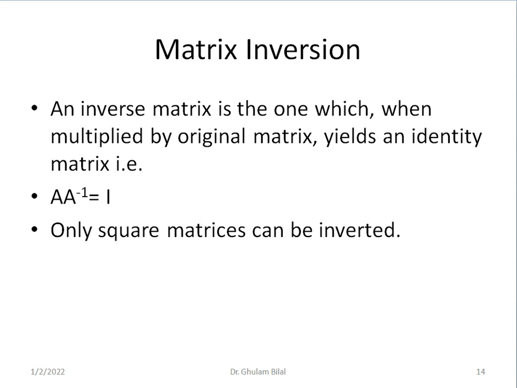Another important operation is matrix inversion. An inverse matrix is the one which, when multiplied by the original matrix, yields an identity matrix. That is, A multiplied by A inverse is equal to I. Only square matrices can be inverted.